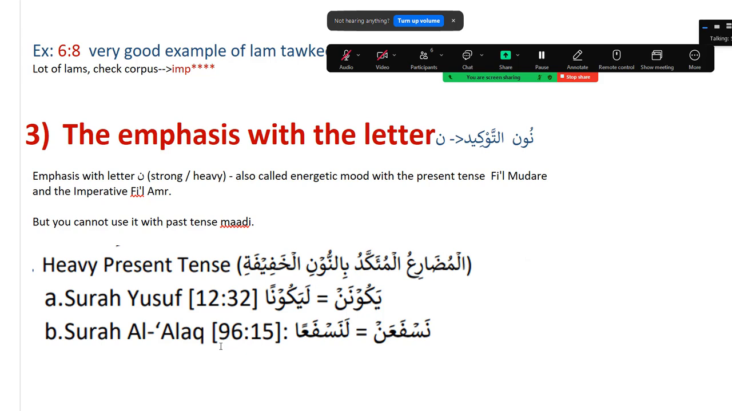Now, the emphasis with the letter Noon. This is called Nun Tawkeed. The first one which we learnt about was Lam Tawkeed, the Lam of emphasis. Now we are learning about the Nun Tawkeed, the emphasis with the letter Noon. And the emphasis with letter Noon is very strong or heavy. This is also called the energetic mood, used with the present tense fi'l mudari and fi'l amr, the imperative. But you cannot use it with the madi past tense.